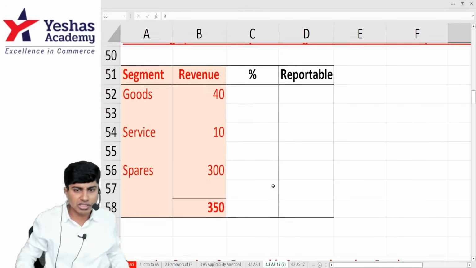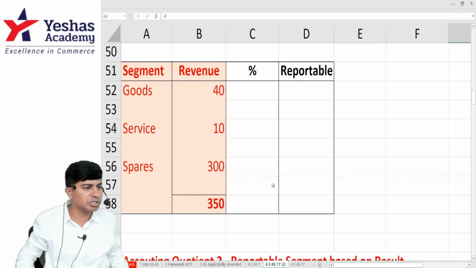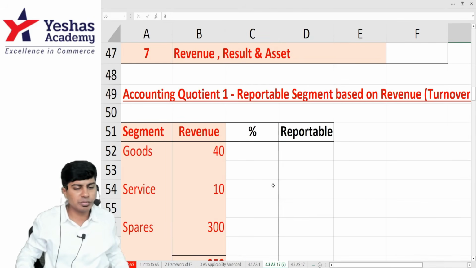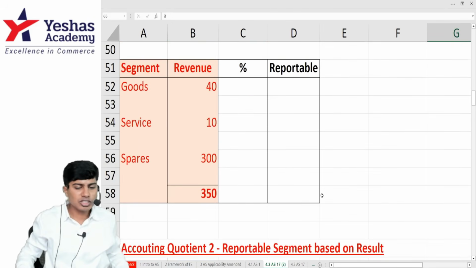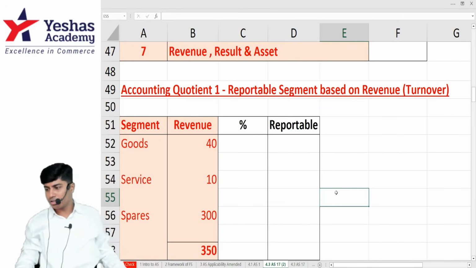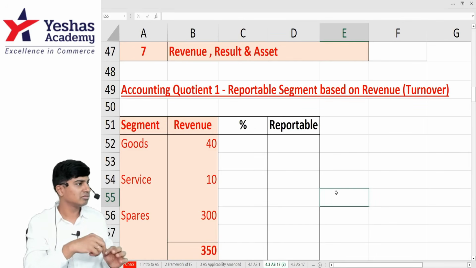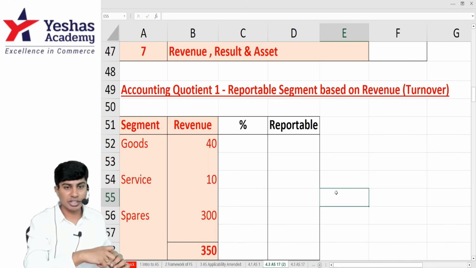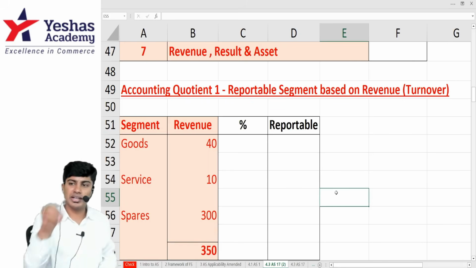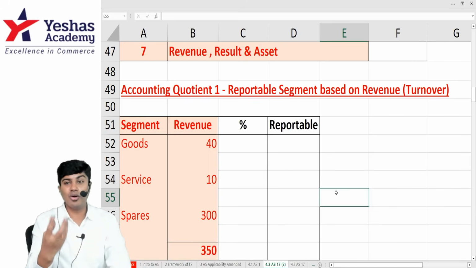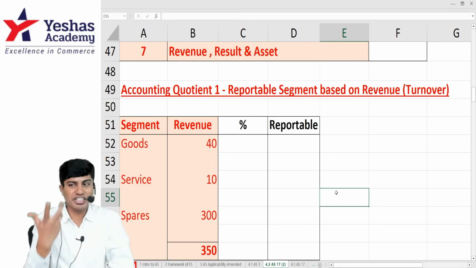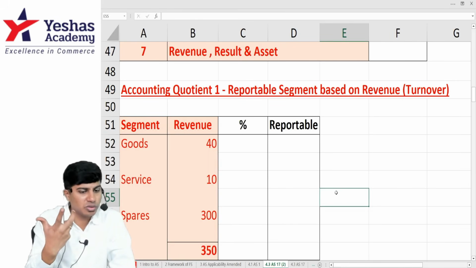I want you to come to questions. If you come slightly down, you have questions, I think in the next page. It is called AQ, accounting quotient. People say your intelligence quotient, IQ, is high. They say emotional quotient is high. Similarly, to do well in accounts, you need to have AQ, accounting quotient. Let's increase our accounting quotient by solving AQs.